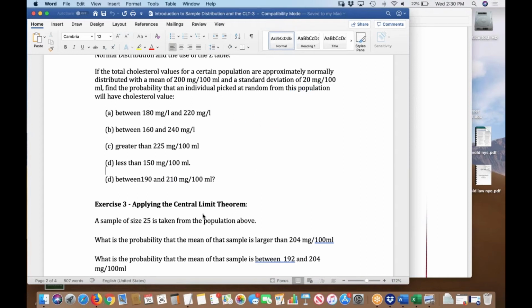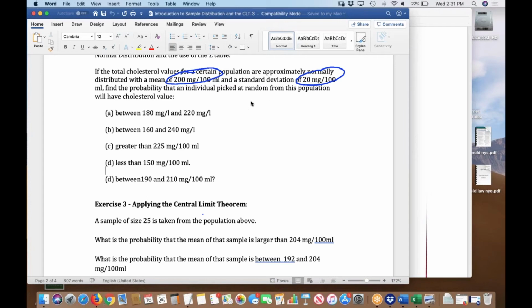Okay, how about if you take a sample of size 25 from that population? Now, instead of that population, I take a sample of size 25. What's the probability that the mean of that sample is larger than 204? Well, how am I going to know that? How exactly am I supposed to interpret that? Well, if we know the population standard deviation and the population mean, we now know that we can understand how samples from that population are going to behave.